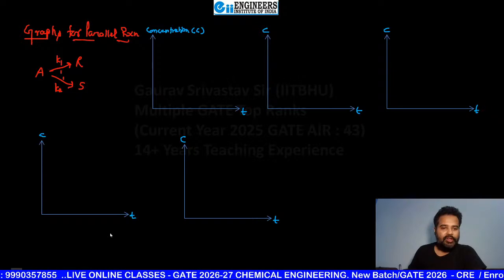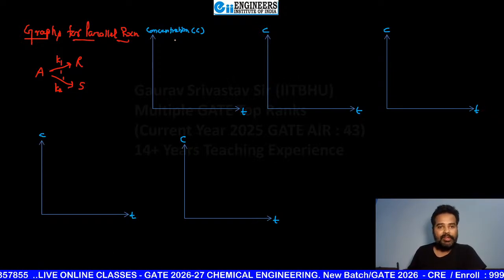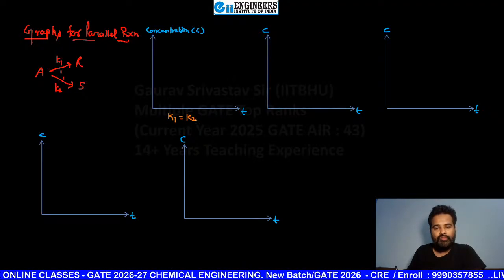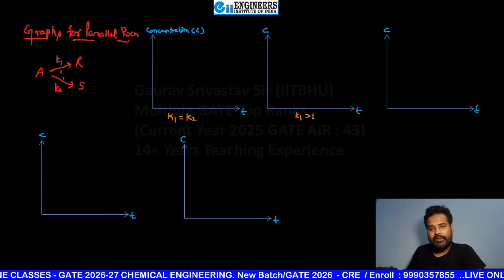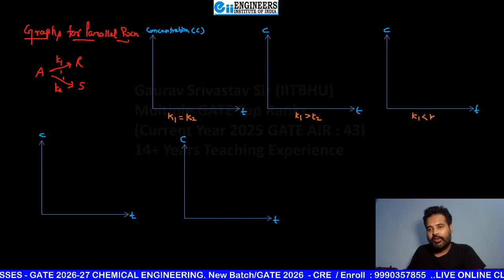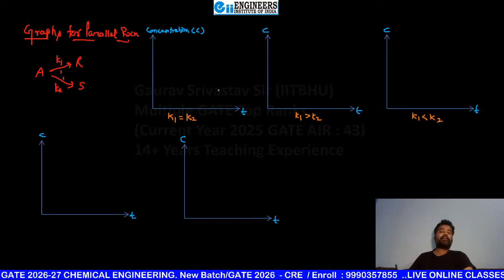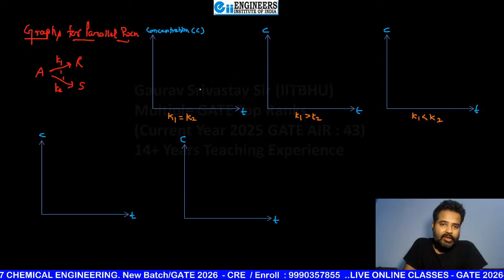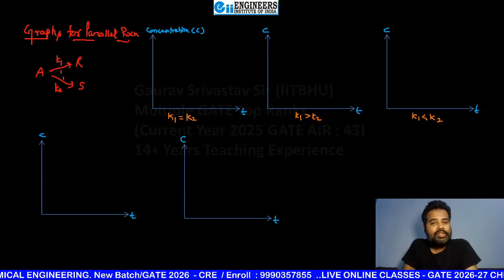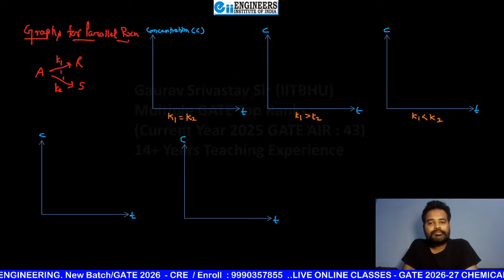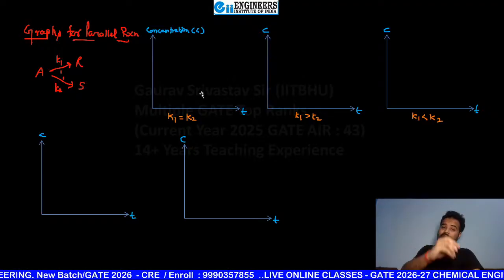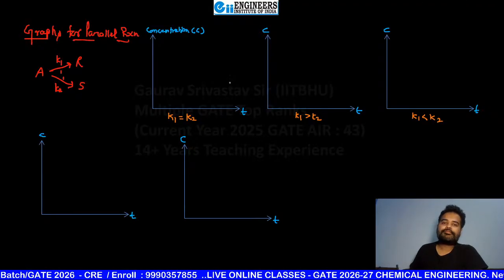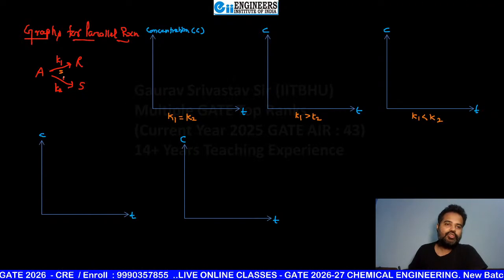Now I am giving you, my dear students, case number 1. Here in this case, K1 is equal to K2. Here, K1 is greater than K2. Here, K2 is greater than K1. So can you make a graph for A, R and S? How does the concentration of A, R and S change with time? After plotting, just write done in the comment section, beta. First order, first order.